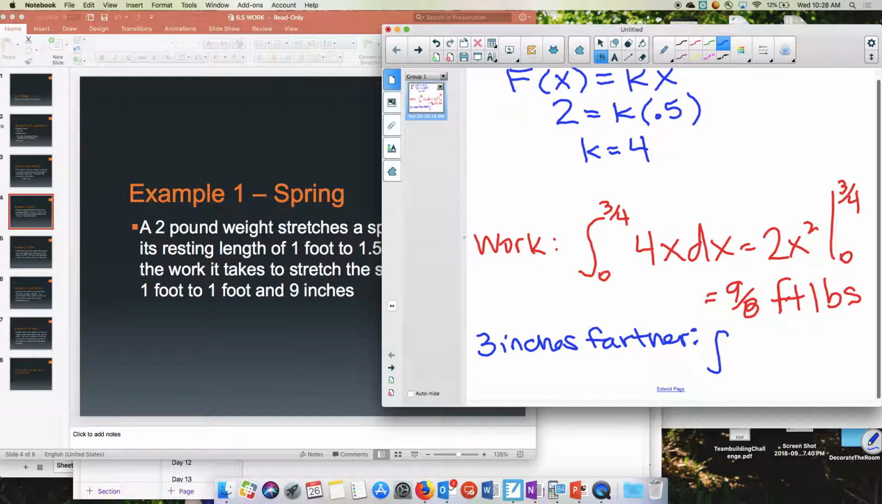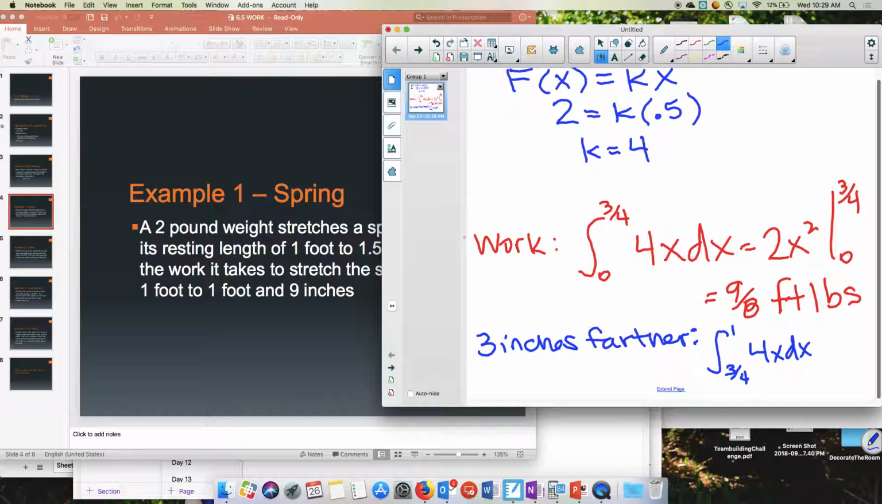If we're going to stretch it 3 inches farther, Hannah, what would our limits of integration be? 3/4 to 1. Give me, Darby, a reason why she's writing 3/4 to 1. Because you're already at 3/4. We've already stretched it 3/4 of a foot, so that's where we're beginning, and then we're stretching it to a foot past its original length. Does that make sense?